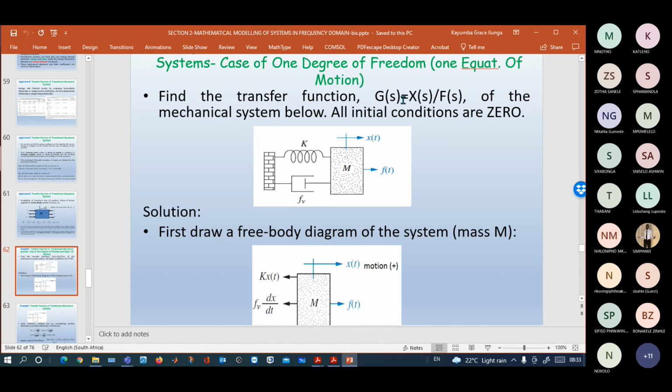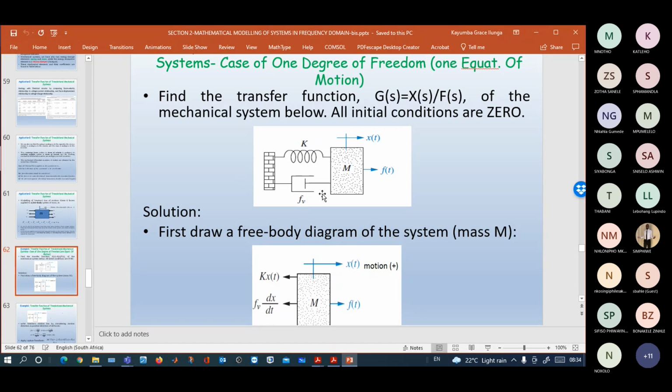They say, find the transfer function G of S is equal to X of S over F of S. So you find the relationship between the displacement, which is the output, and the force, the input. So G of S will be the displacement over the force of the mechanical system. All initial conditions are assumed to be zero. So now we have this system here where we have a mass, a spring, a viscous damper, and the force. The motion direction is given to us, which is X of T. So they ask us to find now the transfer function of this system.